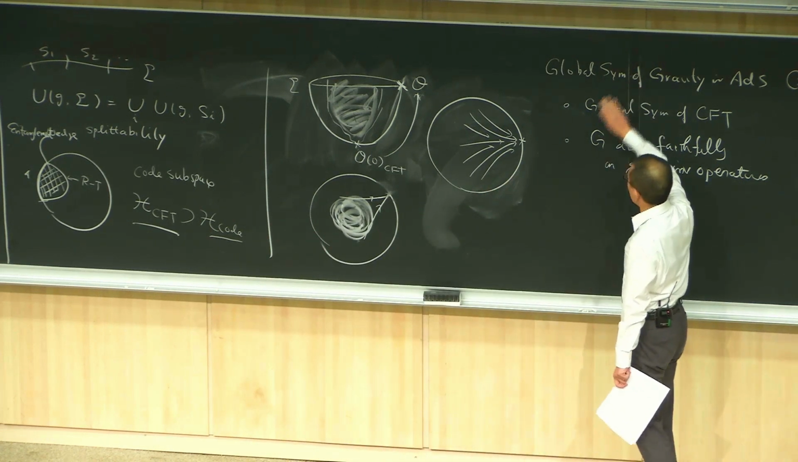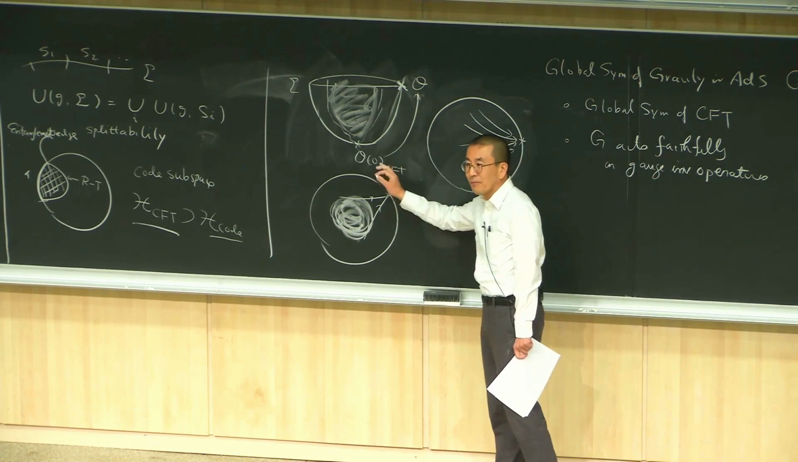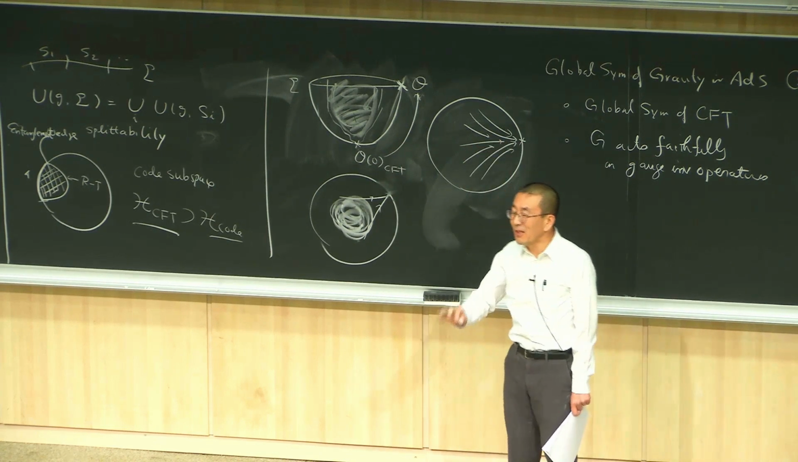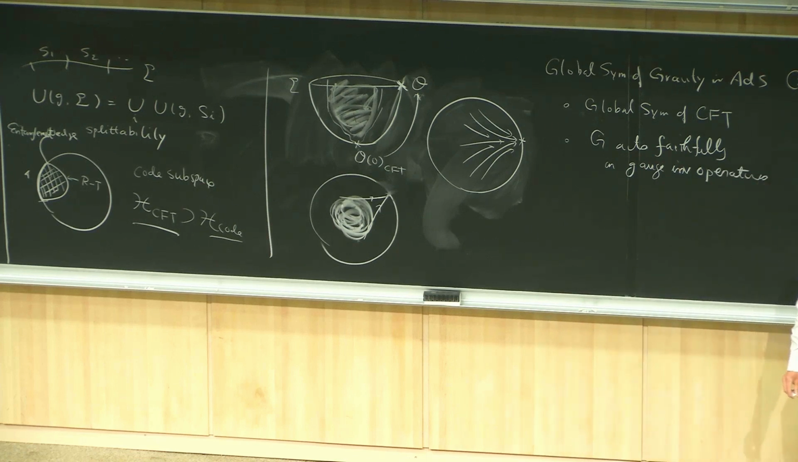So I said that if you want any reasonable definition of global symmetry for the gravitational system, first of all, it has to be a global symmetry of the conformal field theory. But I'm going to enumerate that there are other conditions.